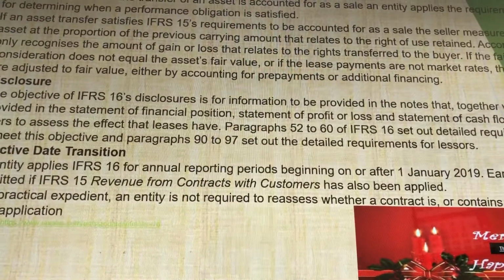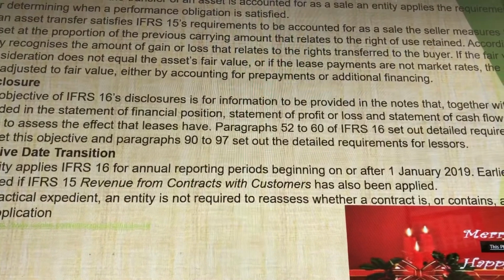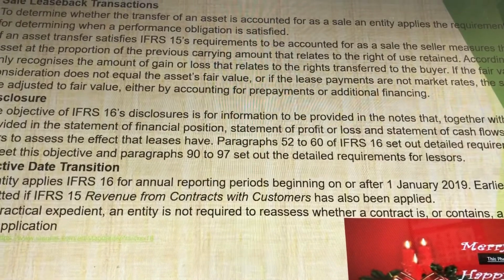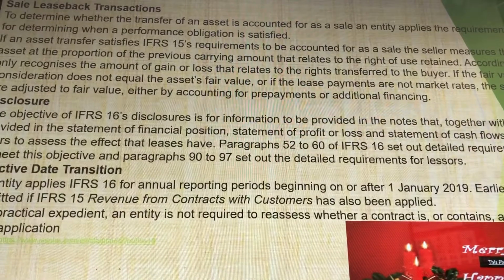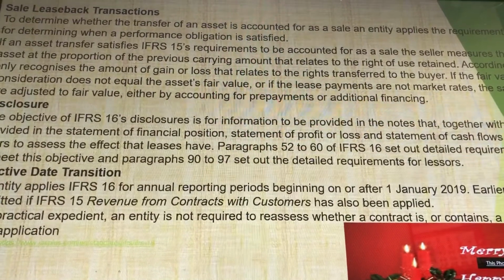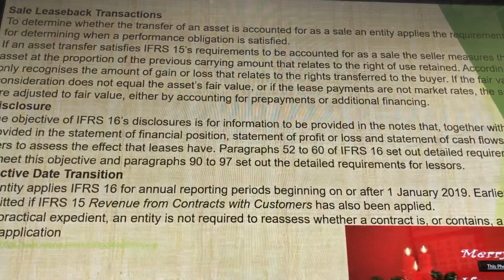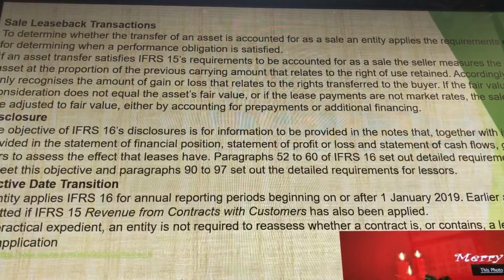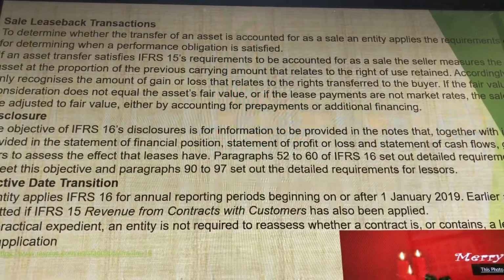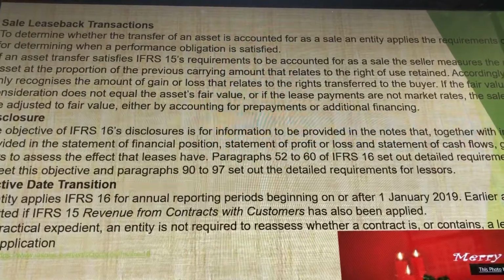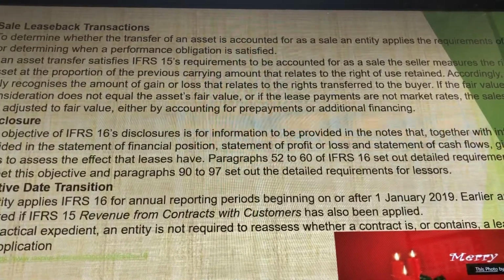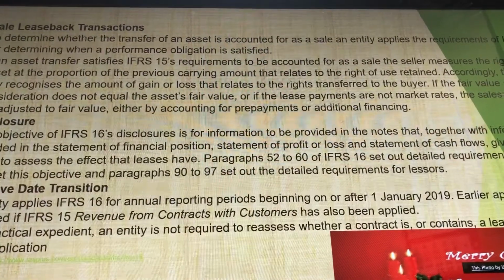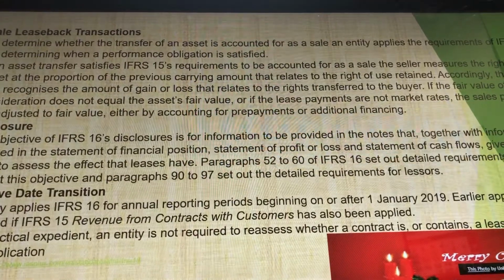Let's talk about the sale and leaseback transaction. To determine whether the transfer of an asset is accounted for as a sale, an entity applies the requirements of IFRS 15. If an asset transfer satisfies the IFRS 15 requirements to be accounted for as a sale, the seller measures the right-of-use asset. Accordingly, the seller only recognizes the amount of gain or loss related to the rights transferred.